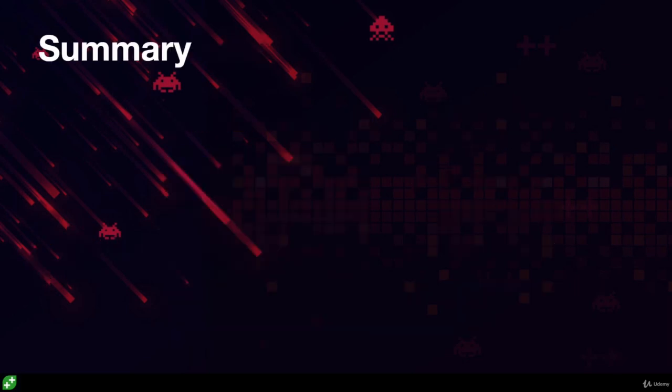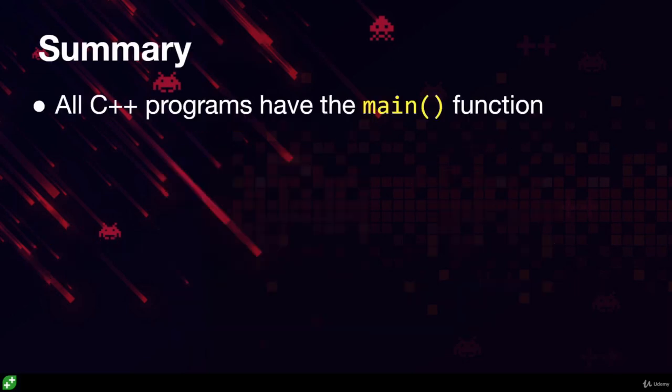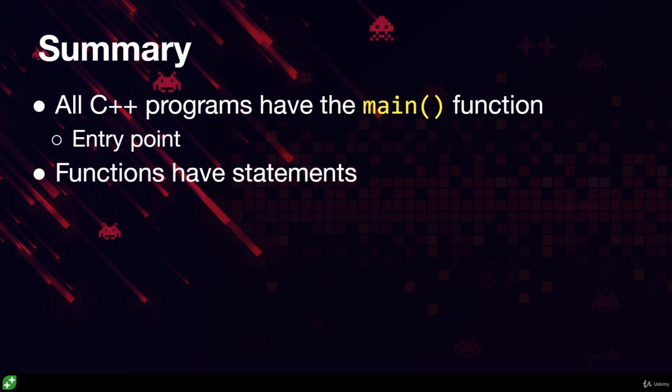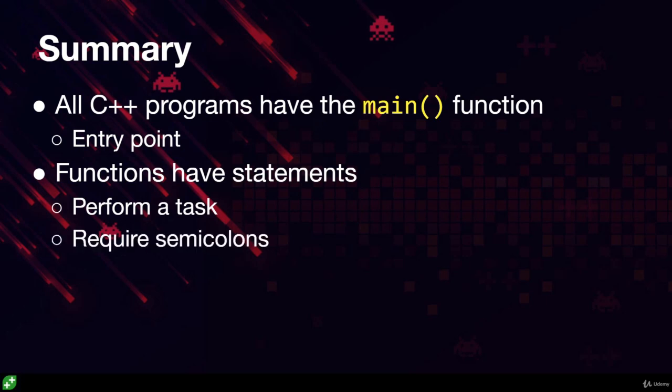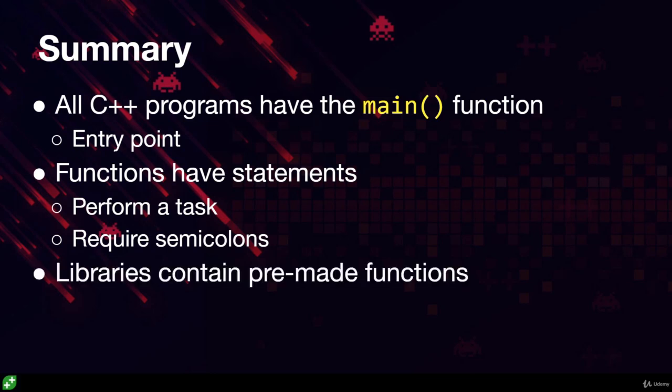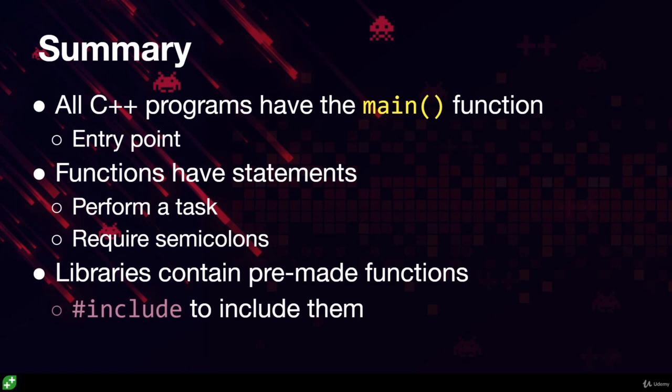Okay, so to summarize, we learned that every program has a main function, and this is the entry point where the code execution starts. We learned that functions are pieces of code that contain statements, each of which come together to perform a task. We also learned that we have to put a semicolon at the end of each statement to terminate it, otherwise our program will fail to run. We also learned that there exist libraries that contain lots of pre-made functions that we can access by using the include directive in our source files.